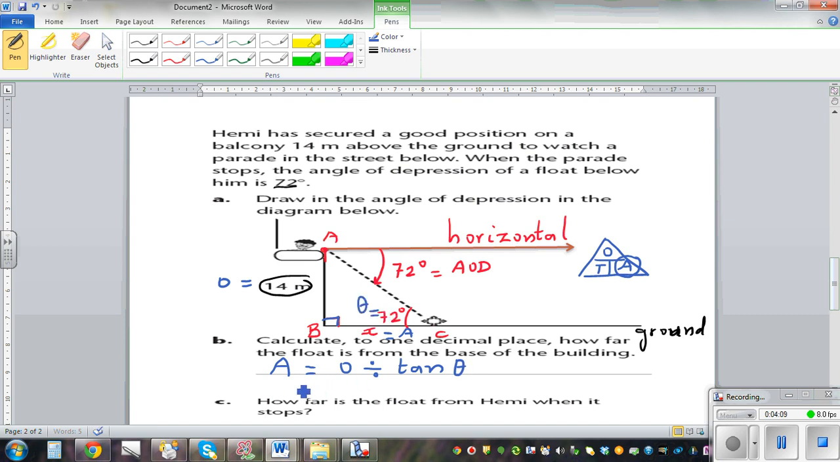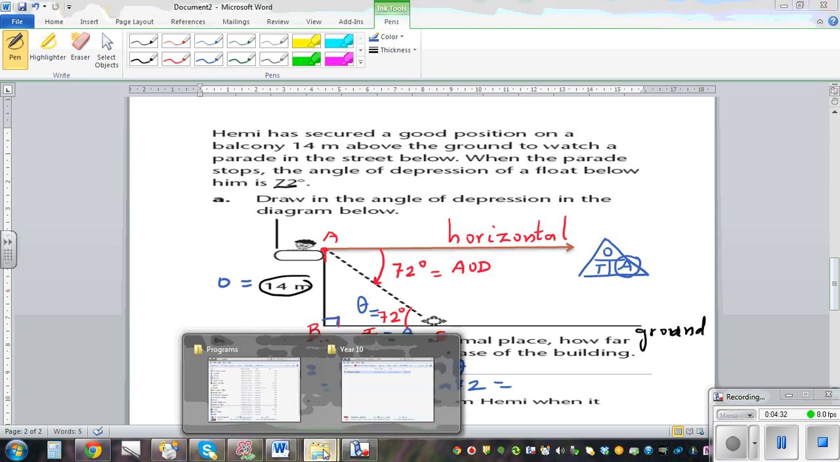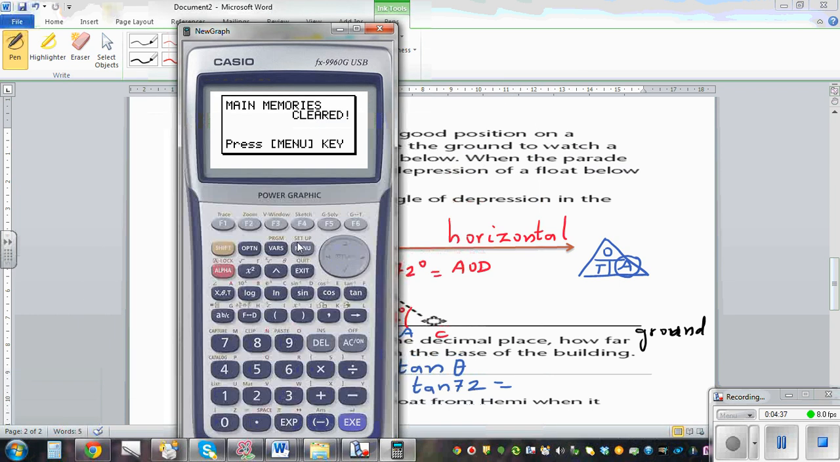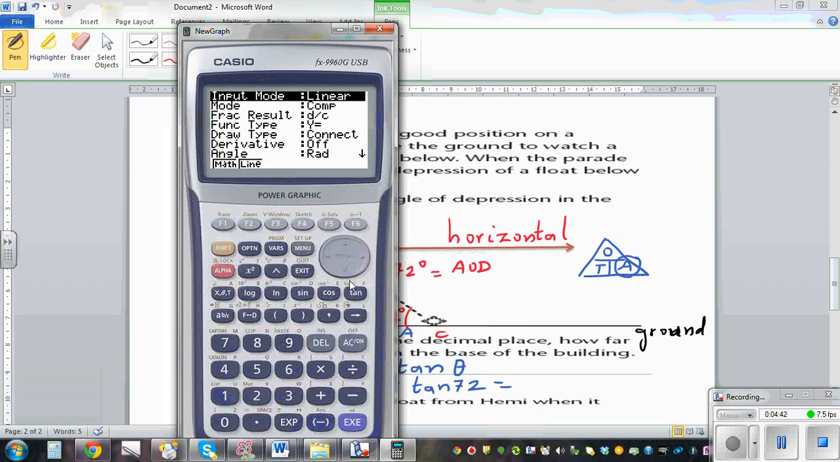And now you have to substitute. What is O? A is X, O is 14, divided by tan 72. So get your calculators out. So where is my calculator? This is my calculator. I have to first change my settings. My settings by default go to radian, so I have to change to degrees.